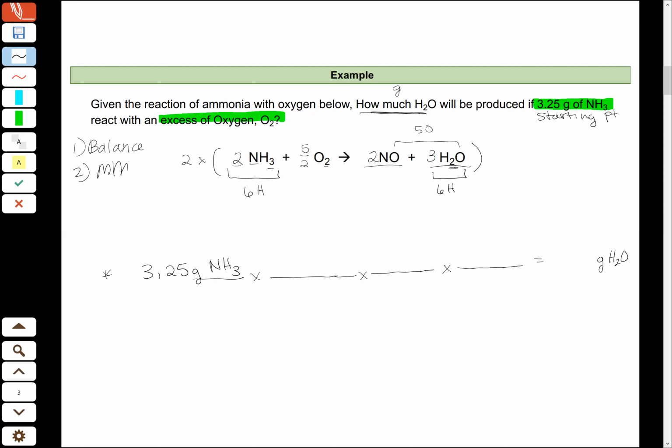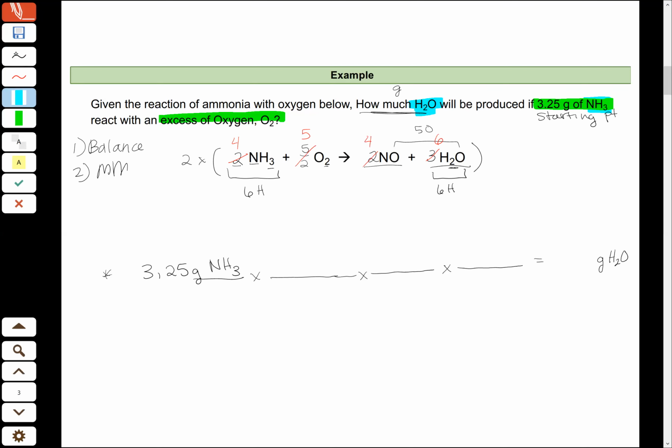So going through and multiplying each coefficient by 2, I now have a coefficient of 4 for ammonium, 5 for oxygen, 4 for NO, and 6 for water. Okay, I have a balanced equation. Next, I need to calculate molar mass. I'm going to calculate the molar mass for anything that I actually have to work with. I'm going to start with NH3, so I need to know the molar mass of NH3. And I want to end in water, so I'm going to need to know the molar mass of water.